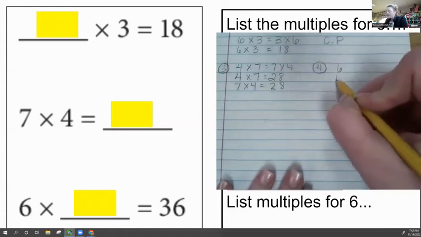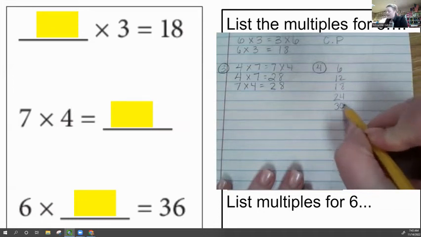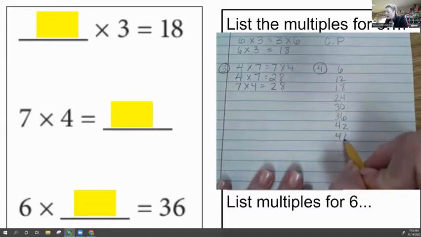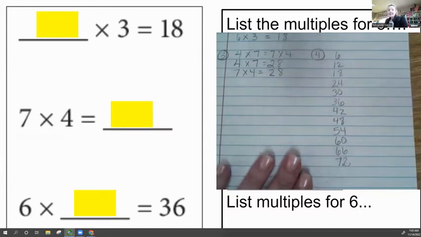B-I-N-G-O, 6, 12, 18, 24 and 30 and 36, 42, 48, 54 and 60, 66 and 72, and that is our 6s.